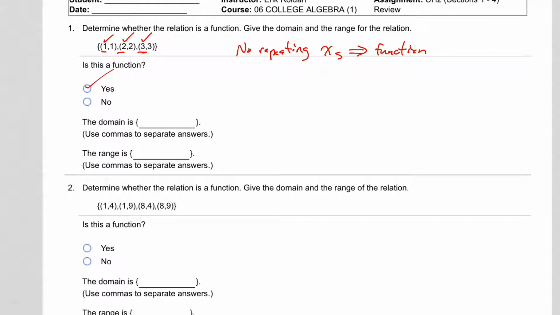Okay, the domain will be the x values. So that will be 1, 2, and 3. And the range will be the y values, and that will be 1, 2, 3 as well. So yours should be very similar to mine, and you can just do this one by one. And we're going to go to number 2.